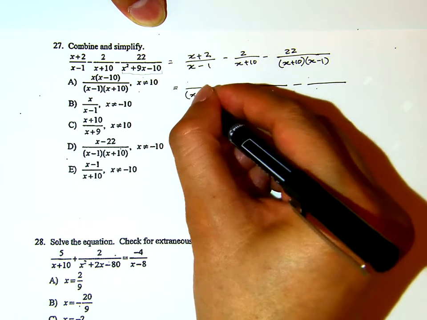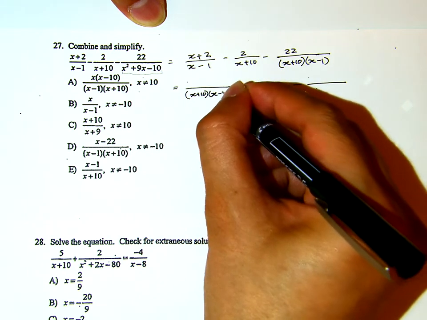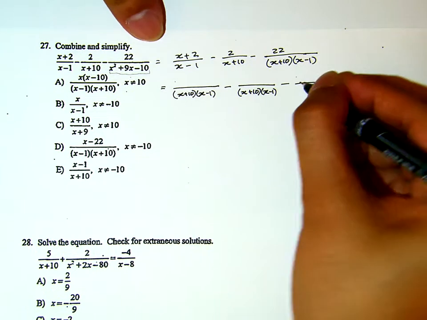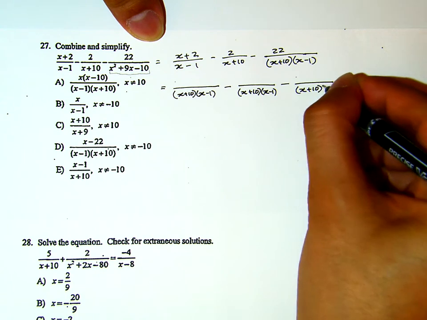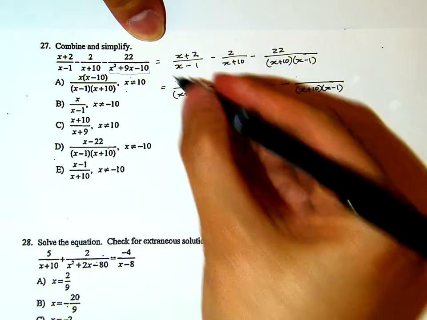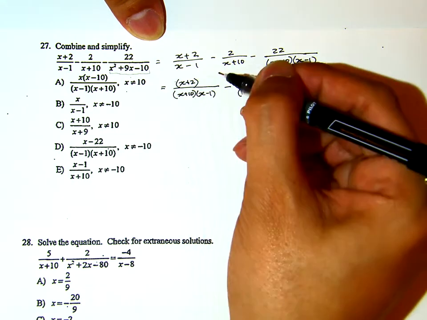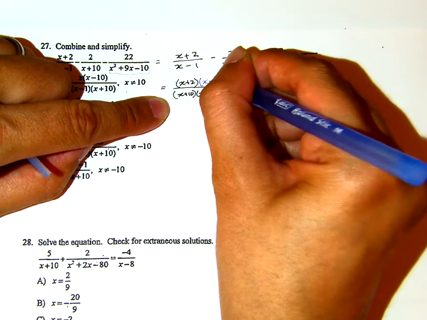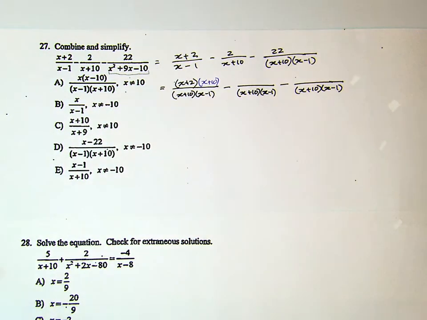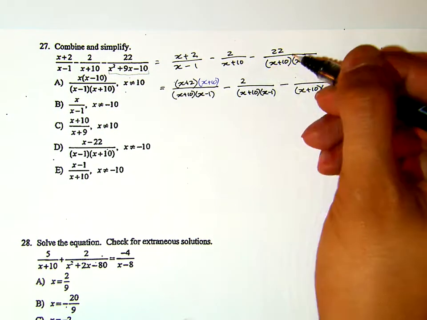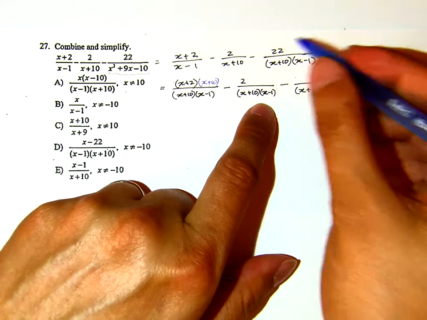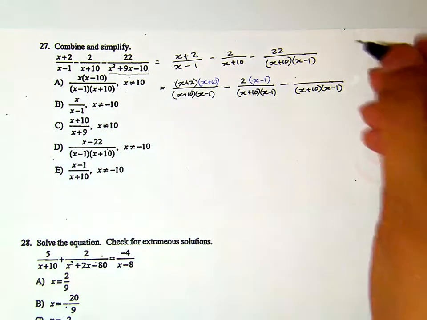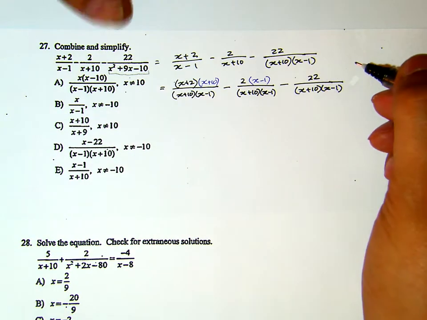Let me do that one. It will be (x + 10)(x - 1) under each term. Now here I originally have x + 2, but at the bottom I multiplied by x + 10, so here I will multiply by x + 10. For the second expression, originally I have 2, but because I multiplied the bottom by x - 1, I multiply the top also by x - 1. Now the last one, I don't have any adjustment, so I copy down whatever I have up there.